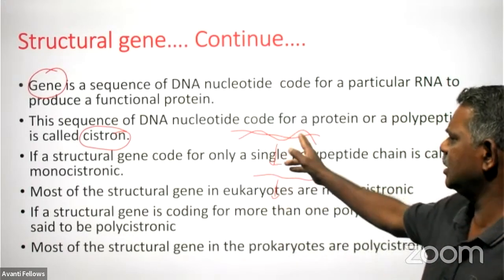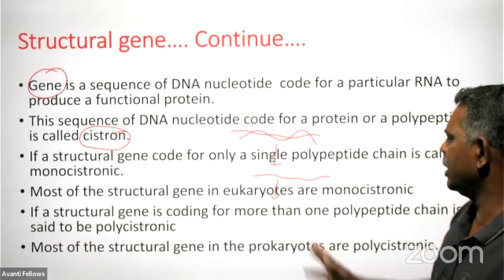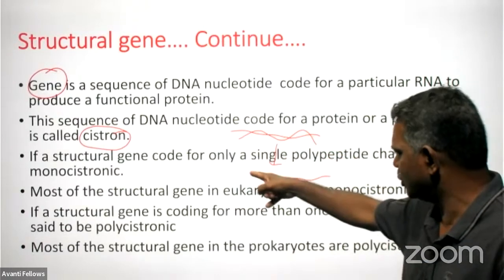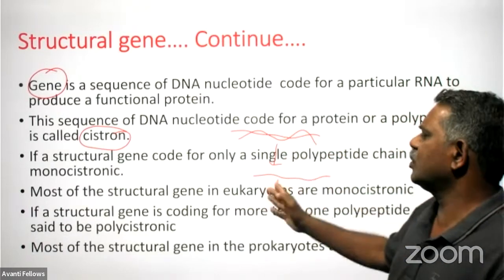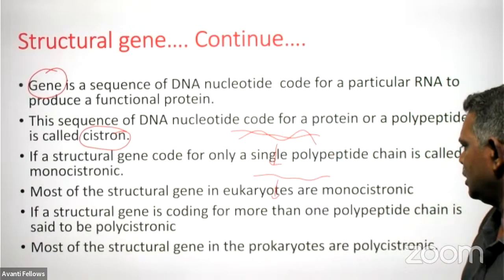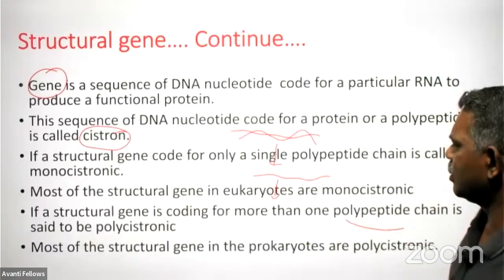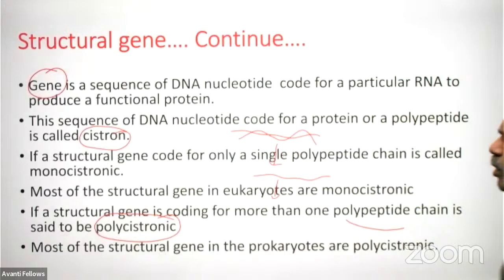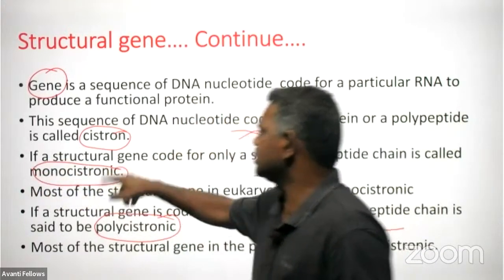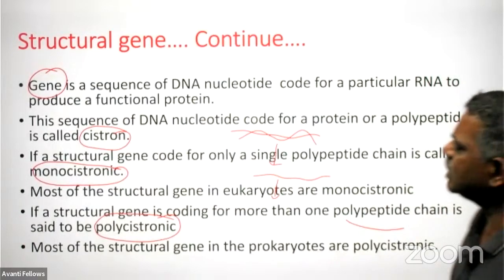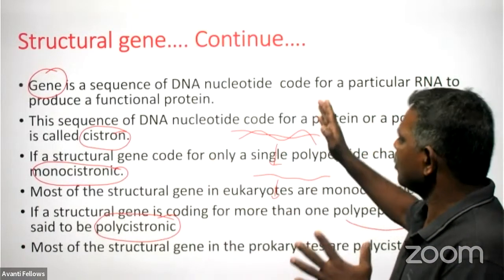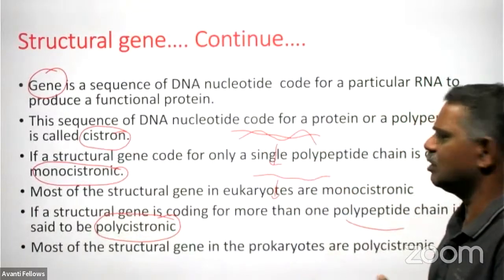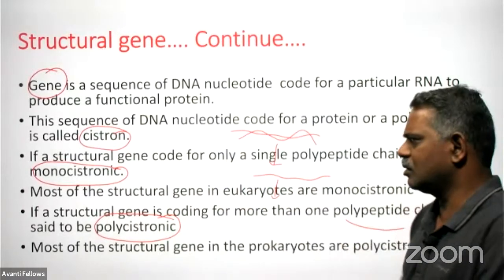If a structural gene is coding for more than one polypeptide chain, that is, the structural gene produces an RNA, and this RNA is for more than one polypeptide, we call it polycistronic genes only. Monocistronic gene and polycistronic genes. Monocistronic genes are structural genes that produce an RNA, and this RNA is for a single polypeptide chain or a protein. That is monocistronic only.